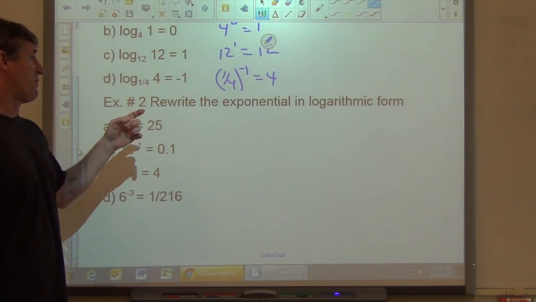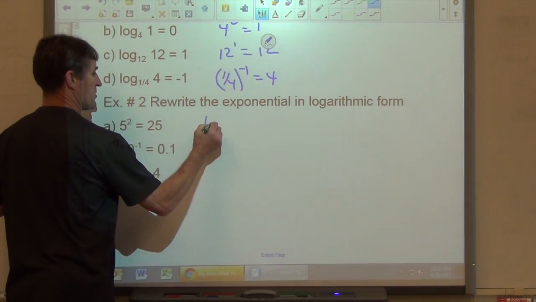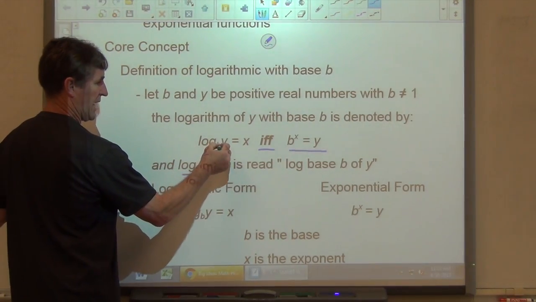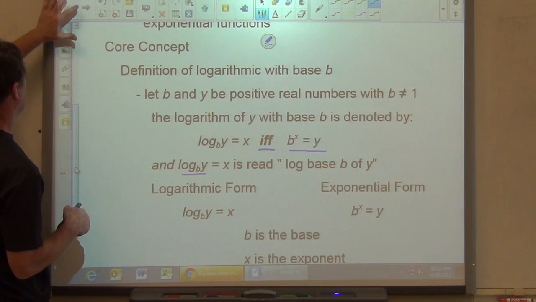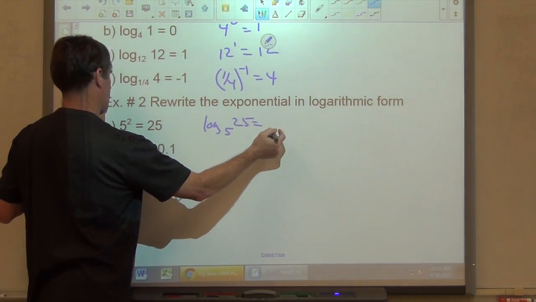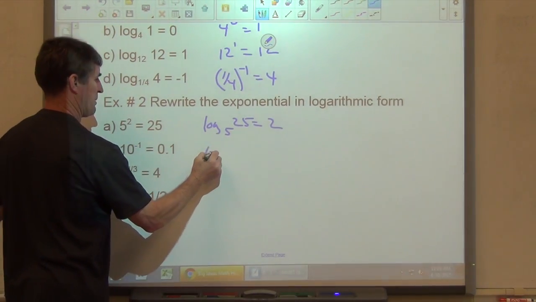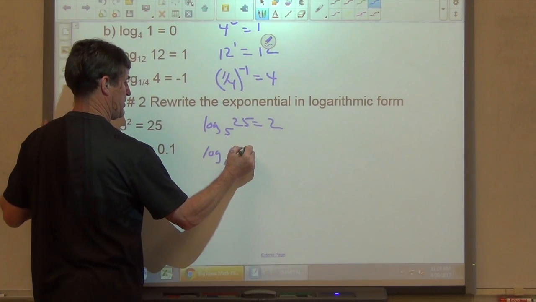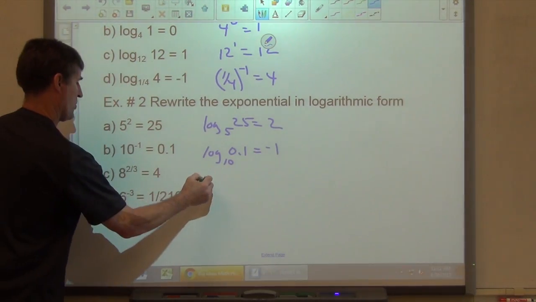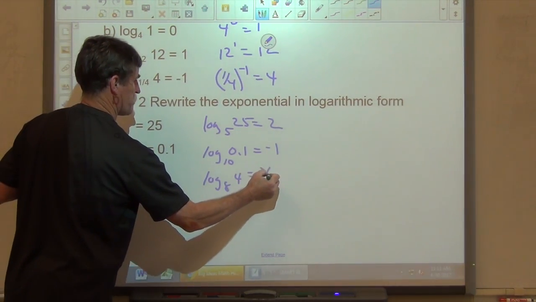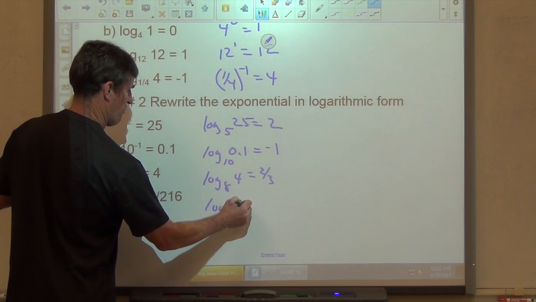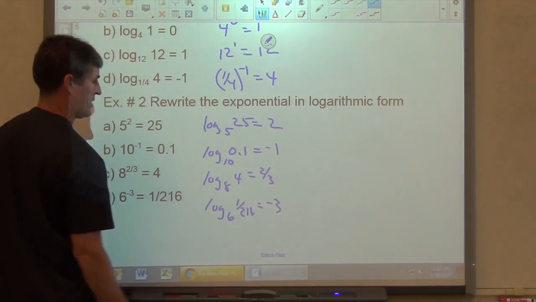And then you're going to be asked to transfer them from exponential form into logarithmic form. So now it just becomes log. Now remember, this is a subscript. If we go back over here, this is a subscript. It's in lowercase down below here. So you want to make sure you write it that way. So our base is 5. The answer goes next, and our exponent goes over here. Remember, 5 squared is 25. So this would be log base 10, our answer, 0.1, equals our exponent, negative 1. So log base 8 of 4 equals 2/3. And finally, the last one, log base 6 of 1 over 216 is equal to negative 3.